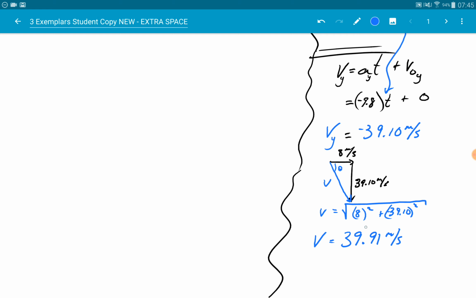So here's my total velocity. But then, which way is it pointing? Well, let's go ahead and do some math here.